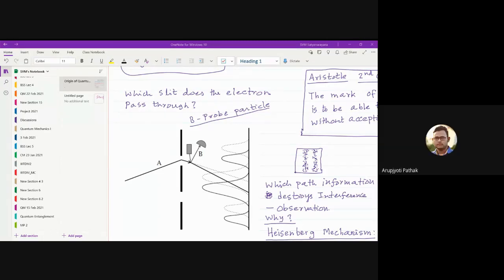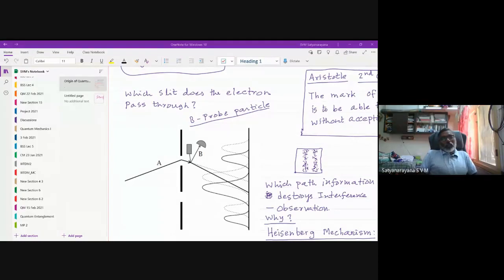Yes. So our question here is that when you put in a probe particle to determine the which path information, interference is lost. What is the mechanism for the loss of such interference? So that is the question, and Heisenberg's mechanism is to address that question.